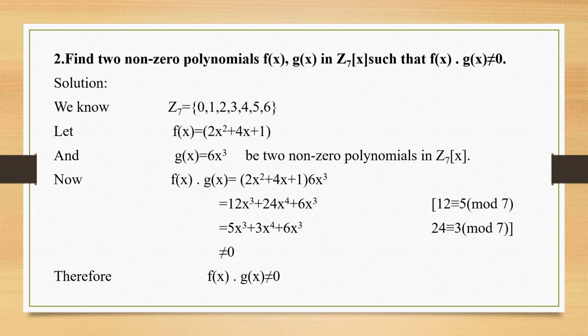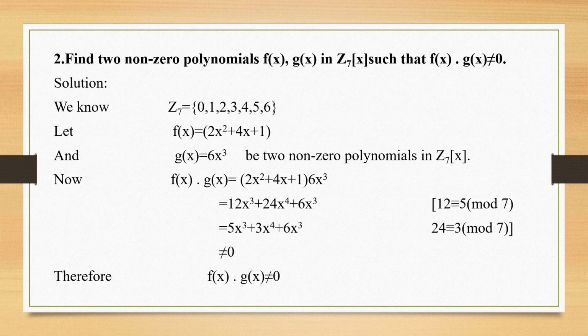So how to find? We know that Z7 is the set of numbers from 0 to 6. So given f(x) = 2x^2 + 4x + 1 and g(x) = 6x^3. How did I find it? You have to find the two non-zero polynomials by yourself. That is why the problem becomes more important. So how do I find it?